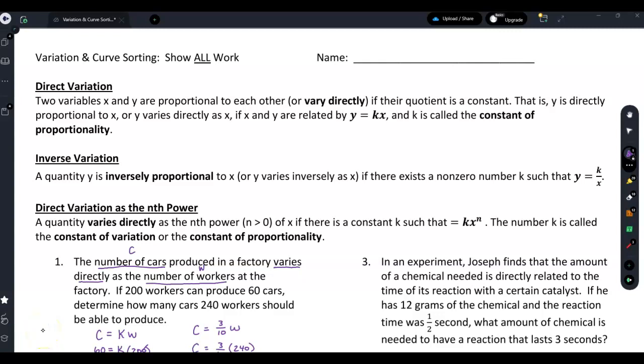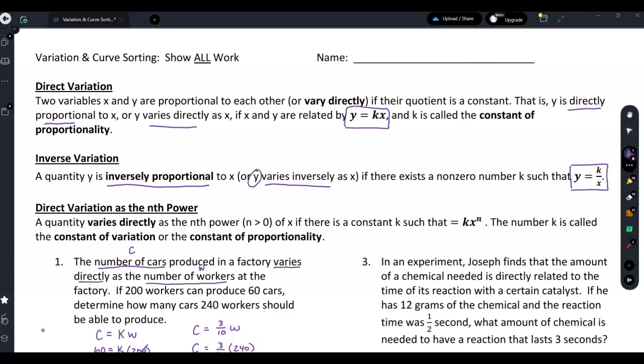Next, I'd like to look at an example of inverse variation. So we know that if a problem talks about something being directly proportional or varies directly, we use the direct variation formula y equals kx. But you'll also see problems where it says that something is inversely proportional, or it varies inversely. If we see that, we're going to use the inverse variation formula, which is y equals k over x. So we're looking for that key phrase, varies inversely or is inversely proportional.